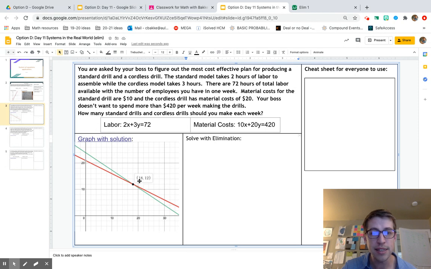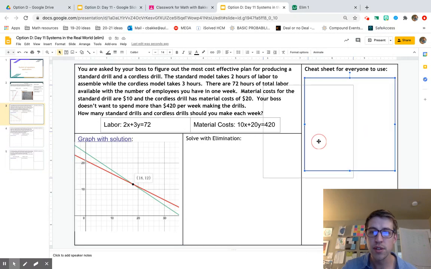We know x is 18. We know y is 12. And if we go back up here, we know that 2 went with x. And 2 was talking about the standard model. 10 went with x. $10 was also talking about the standard model. So x right here represents that we should make 18 standard drills, and y will be 12 cordless drills.